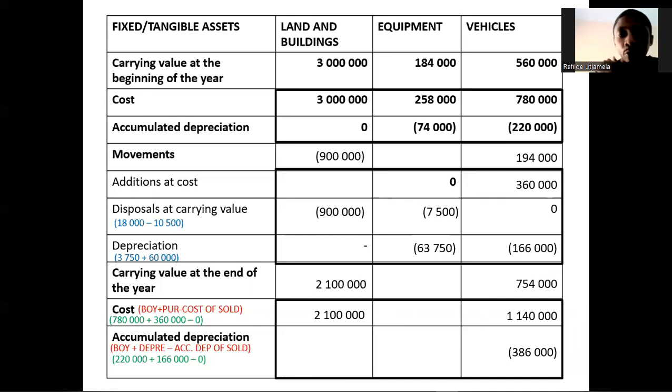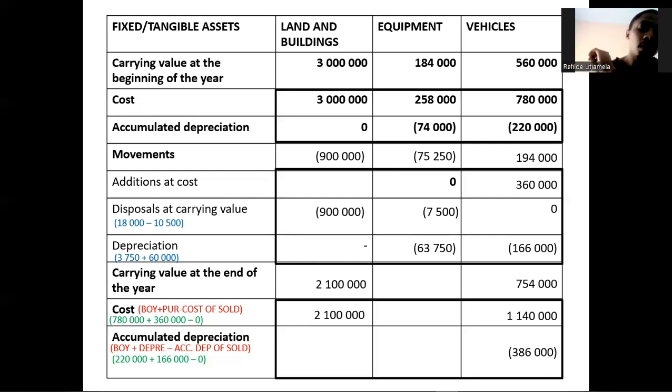And put it in brackets because disposal means that it is gone, okay? So we no longer have that equipment. It's gone. That's why we're putting it in brackets. All right. So under our movements under equipment, it will be negative 7,500 minus 63,750. It will simply give us a movement, and our movement will be negative 75,250.